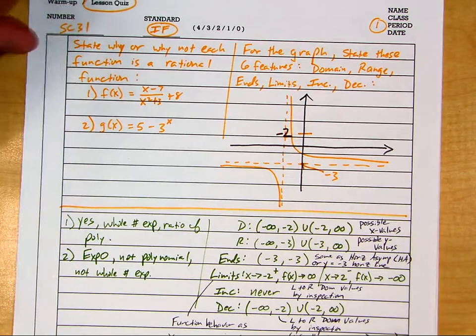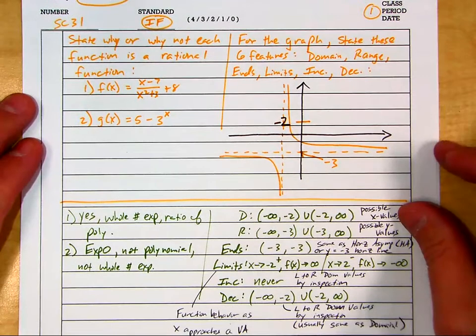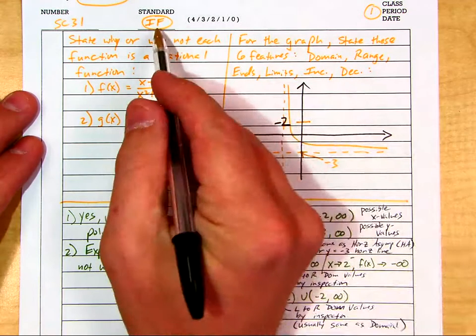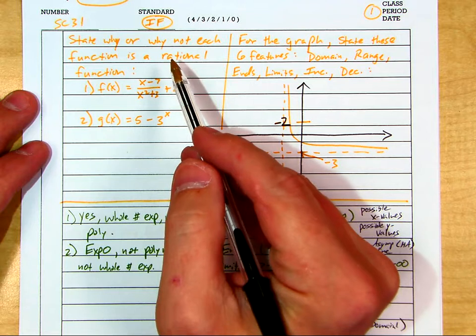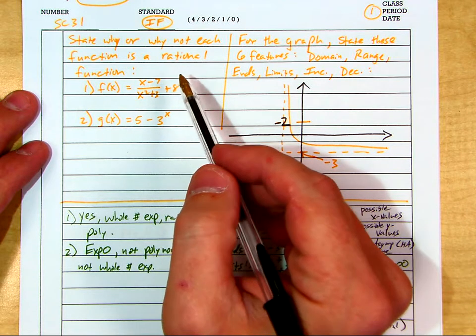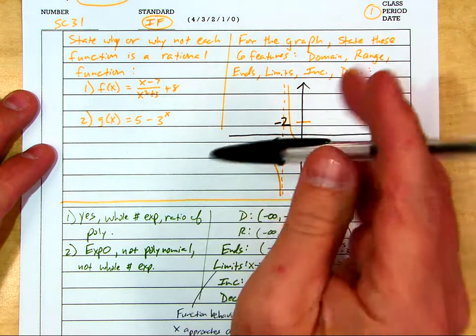Yeah, we're recording. Here are the answers to all three periods for the lesson quiz spot check 31. It was on interpreting functions. This one was the introduction to rational functions, remember. So first we had to identify which one is and is not a rational function and why.